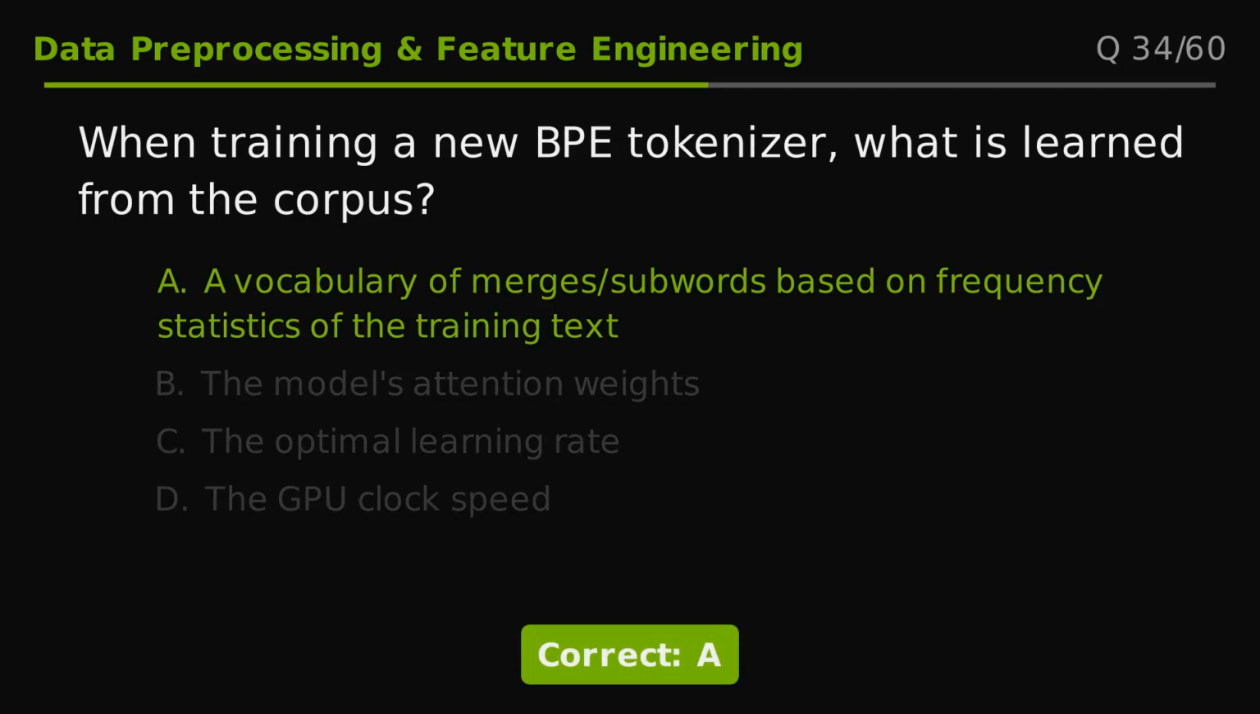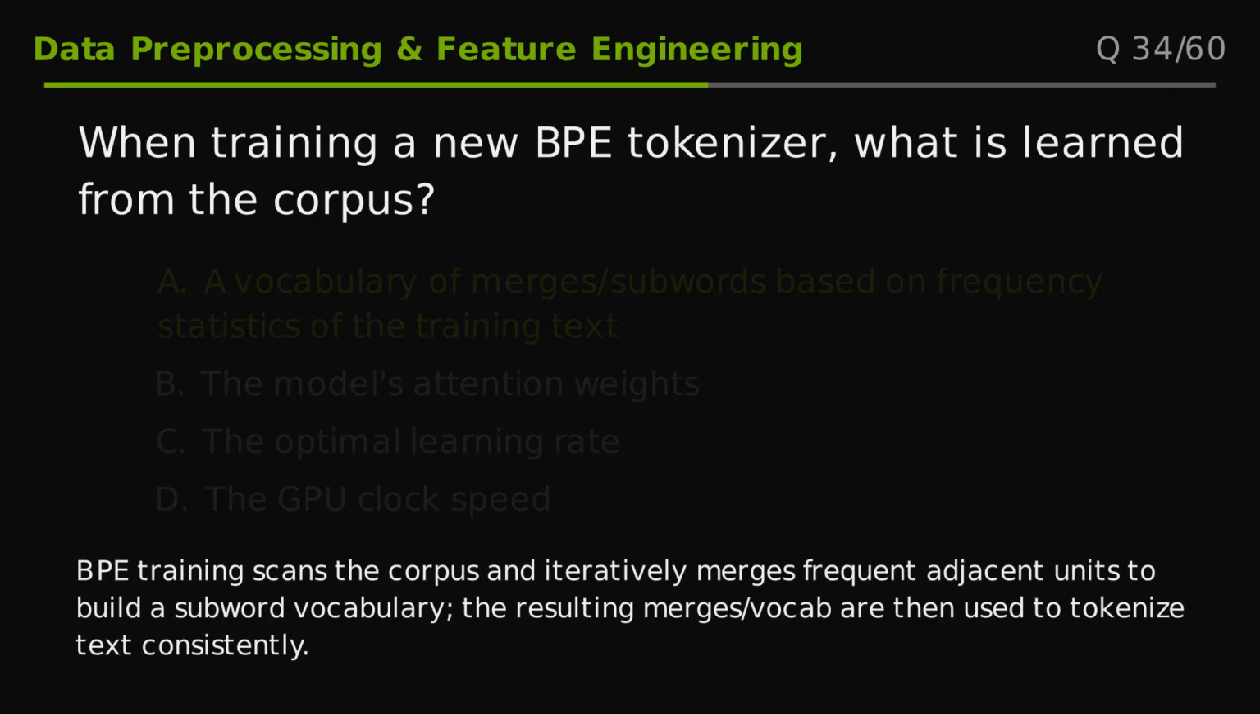The correct answer is A. Training scans the corpus and iteratively merges frequent adjacent units to build a subword vocabulary. The resulting merges and vocab are then used to tokenize text consistently.